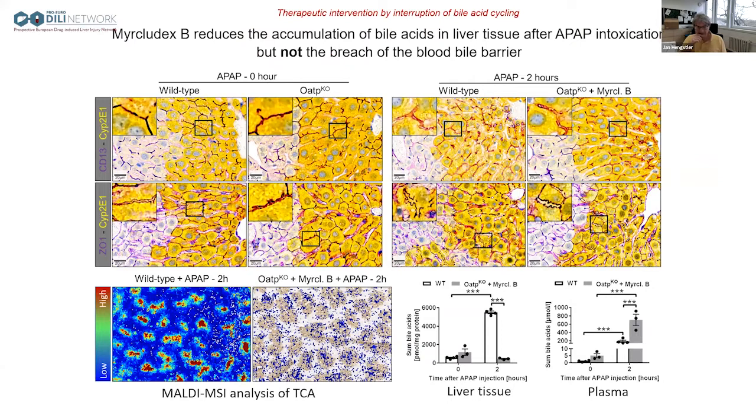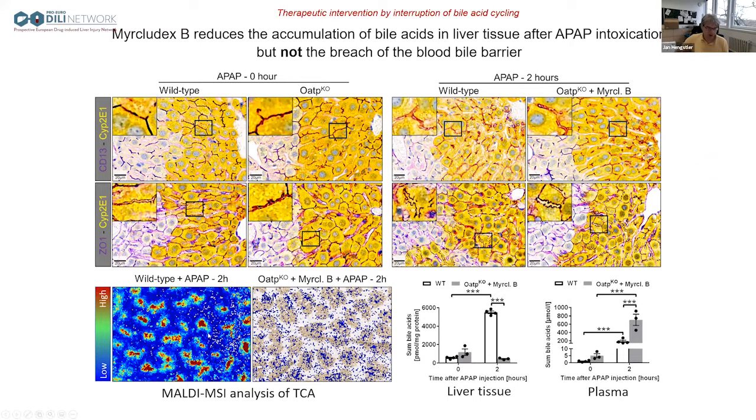But what is interesting and important, this intervention did not ameliorate the compromised bile canaliculi. So this is just unaltered. But of course, also not unexpected, because the classical mechanisms of paracetamol, its activation to NAPQI and formation of reactive oxygen species, are of course not altered by bile acid uptake inhibition.